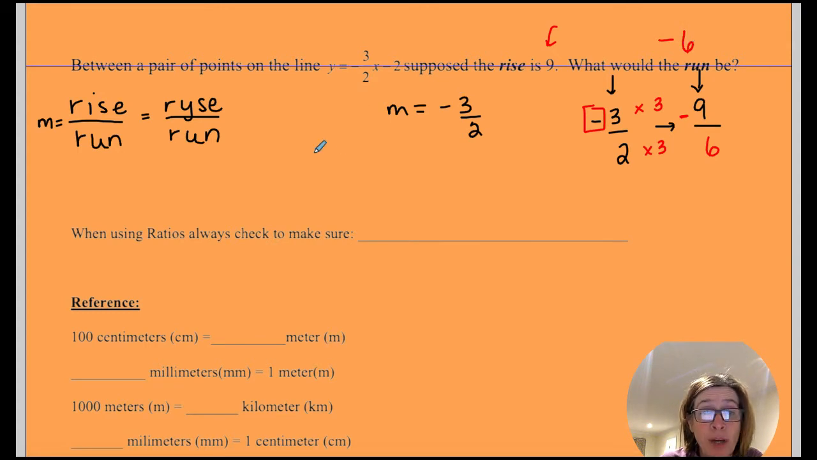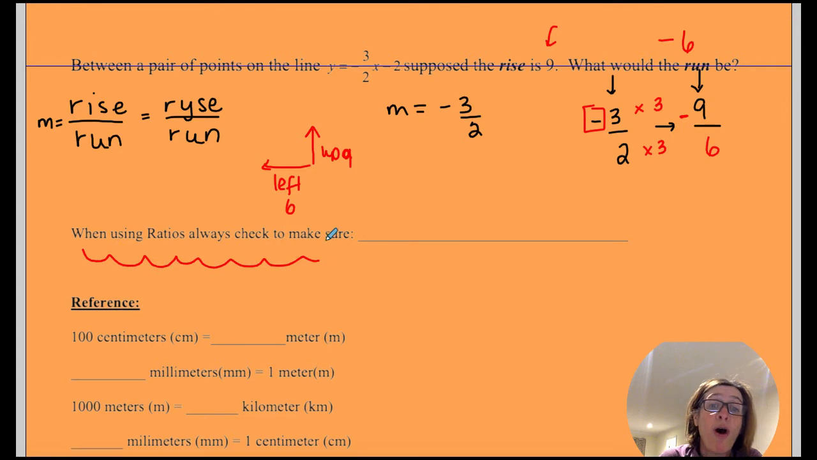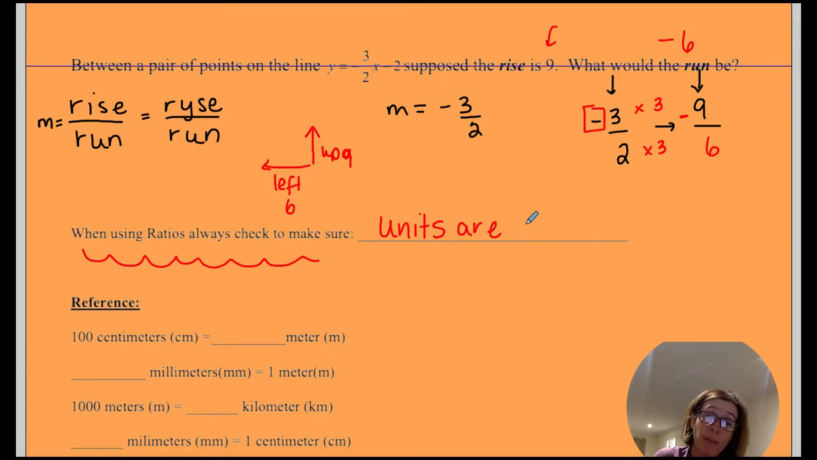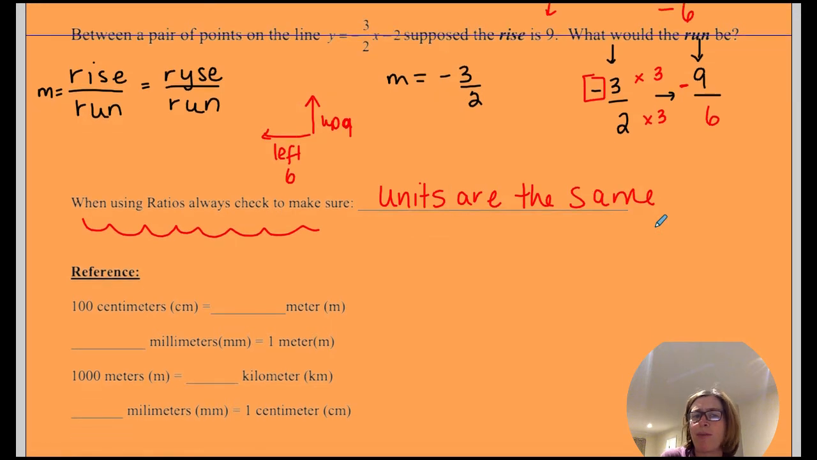So that could mean I'm going up 9 and left 6, or I could be going down 9 and right 6. Both will get you to the same point. Okay. But when we're looking at ratios, we always need to check to make sure the units are the same, because we said that's what made a ratio something you could compare. Units are the same. So let's just review some common units, okay?